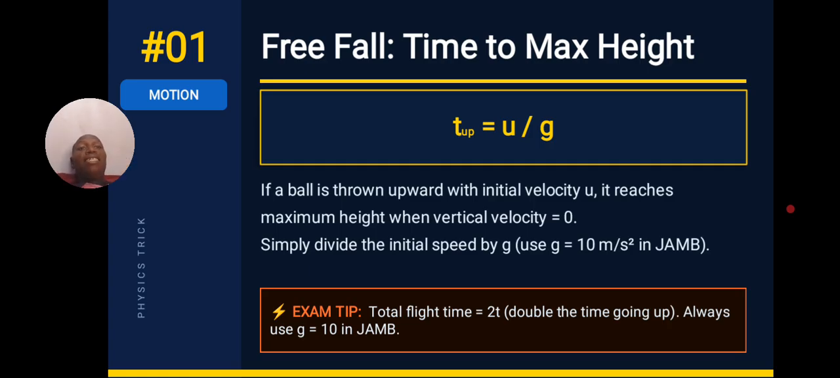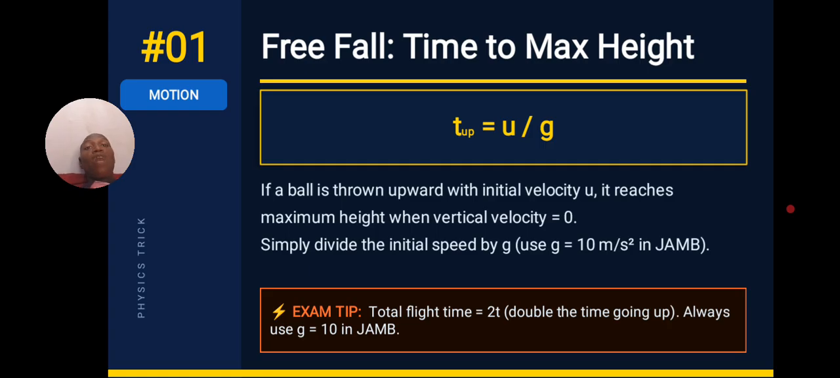Now, the first trick is that JAMB will ask you a question about the time it will take an object that you throw up to reach the maximum height. Let's say you throw a ball up. What is the time it will require for the ball to reach the maximum height before it falls? This is a frequently repeated question and it is very simple to answer.